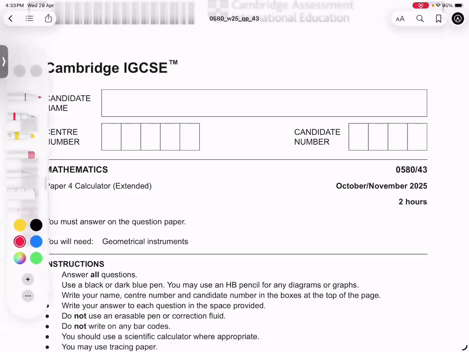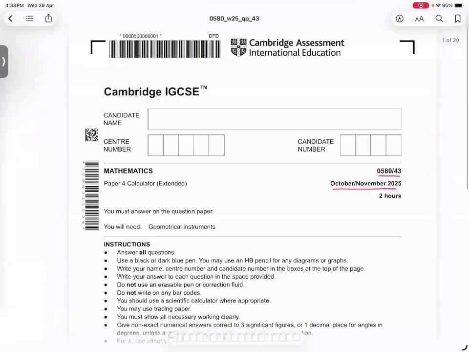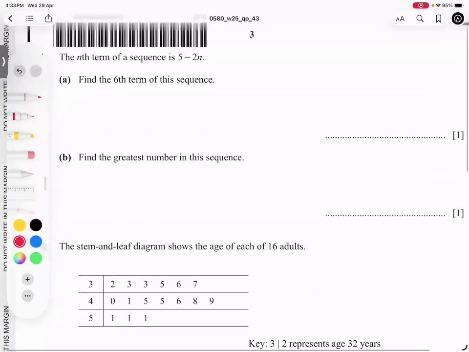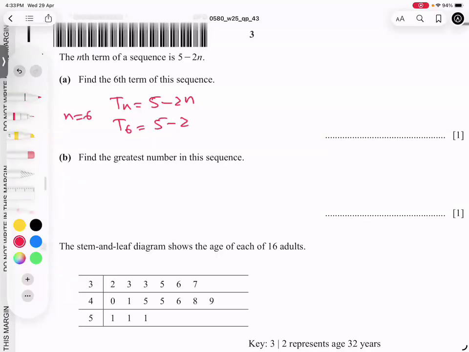This is the October-November 2025 variant 43, and we are going to start this paper. So let's see question number 1. The nth term of a sequence is this, and find the sixth term. So not a hard job. I just write Tn is equal to 5 minus 2n. I replace every n by 6. So T6 is 5 minus 2 times 6. So it gives us 5 minus 12, and we get -7.